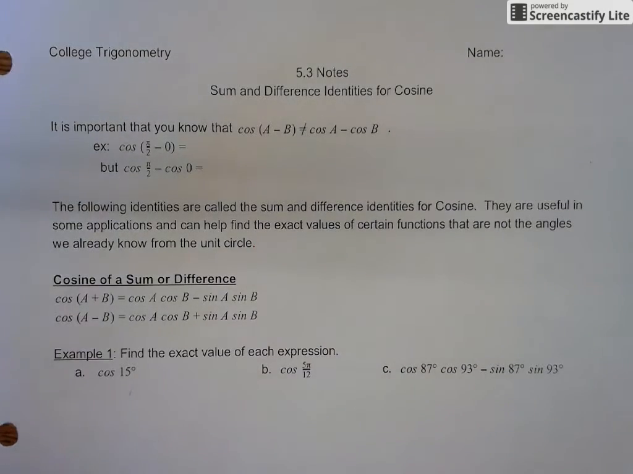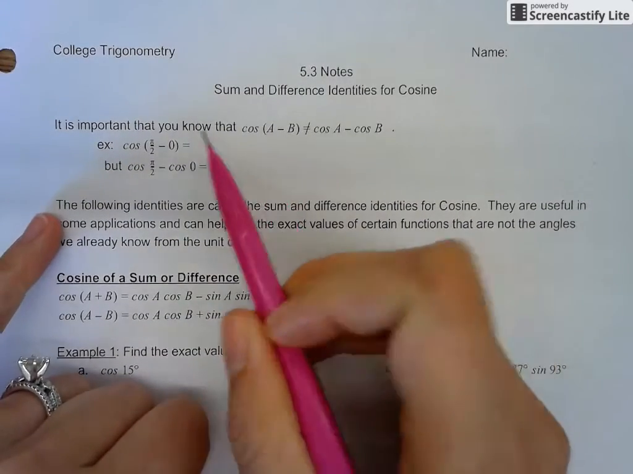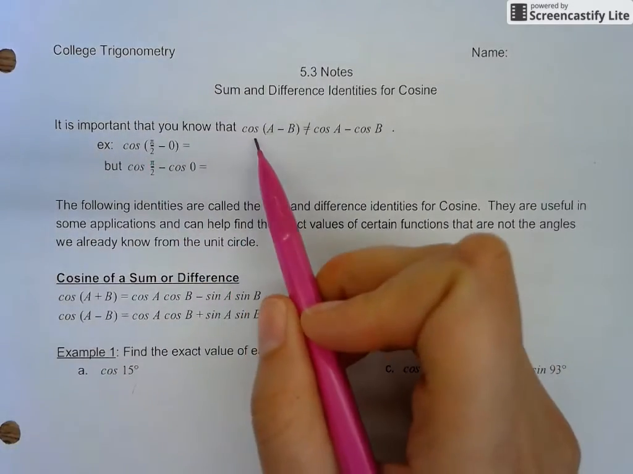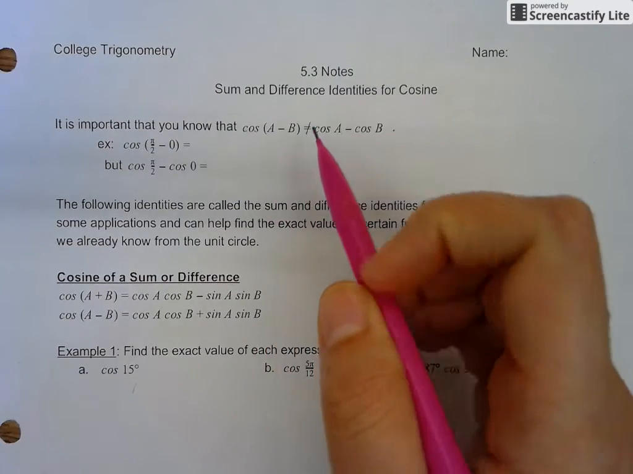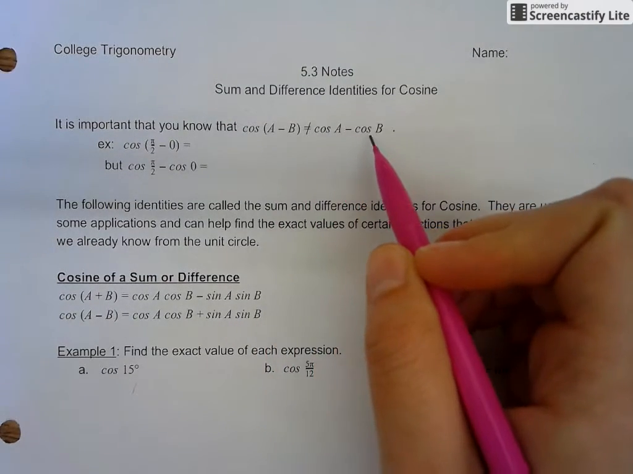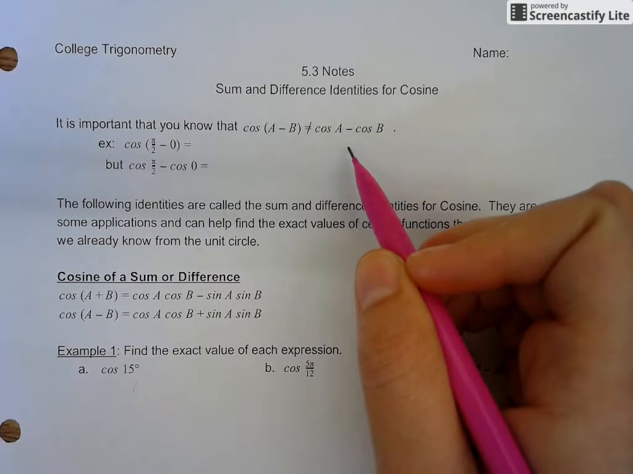All right, this is 5.3 notes for the sum and difference identities, just for cosine. One of the big mistakes people make is right here at the top. People think that the cosine of A minus B is equal to the cosine of A minus the cosine of B. This is something that's not true.